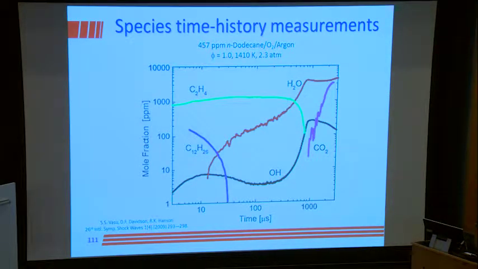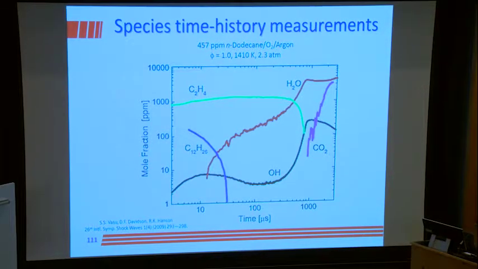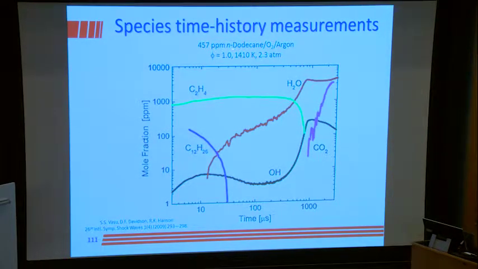But here's a sort of a benchmark publication where this showed species time history measurements for a 457 ppm n-dodecane oxygen-argon mixture at this condition. And you can see here, they're showing the fuel concentration decay as a function of time, ethylene concentration, water, OH, and CO2. And all of these profiles are very valuable, as I said, to mechanism validation.